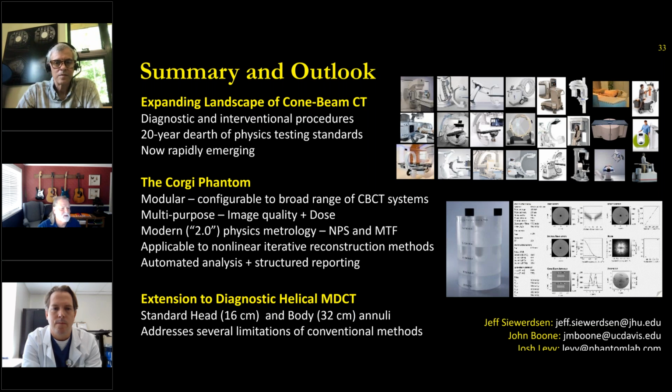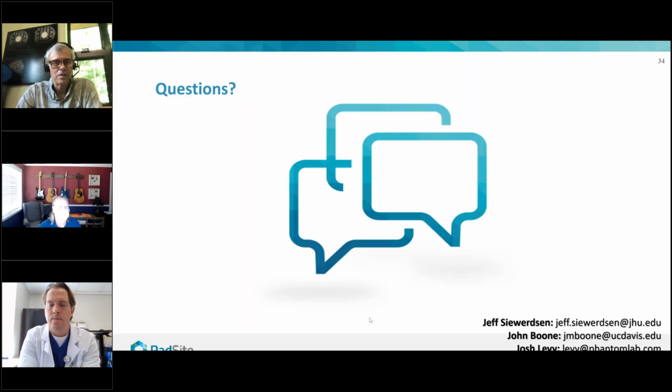We do believe that the Corgi Phantom was designed to measure the parameters that are crucial to understanding the performance of these many different types of cone beam CT scanners that Jeff so nicely outlined. And it just happens that the design of the Phantom lends itself to the extension to helical multiple detector CT systems as well, with both the 16 and 32 centimeter annuli. And per a previous question, it addresses the dose issues as well. And with that, I think we are concluded.